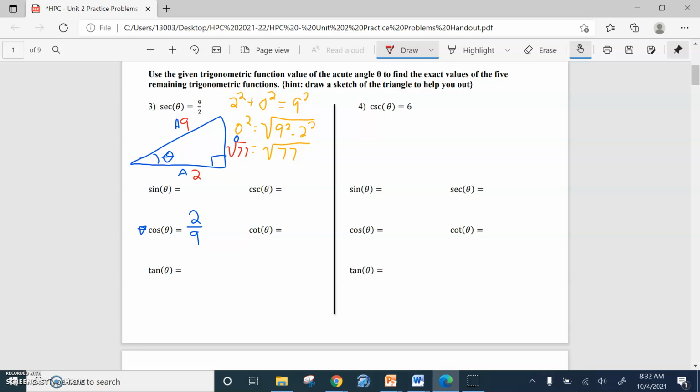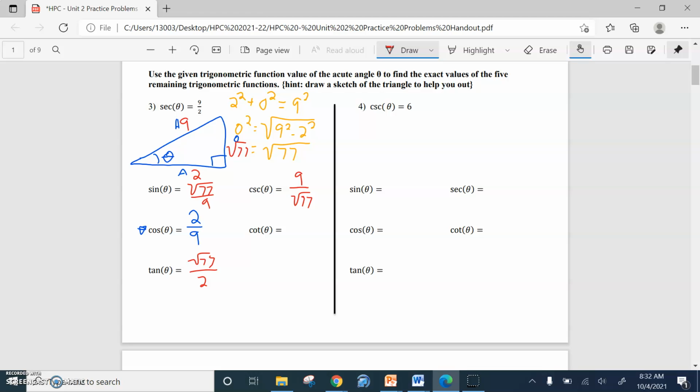So with that said, let's fill out everything else we need to know. So sine is square root 77 over 9. Cosine we already figured out. Tangent would be that opposite, so square root 77 over adjacent, just 2. Cosecant is going to go with our sine. Cosecant is the inverse of sine, so cosecant is 9 over square root 77.